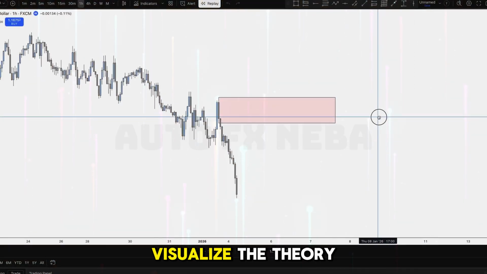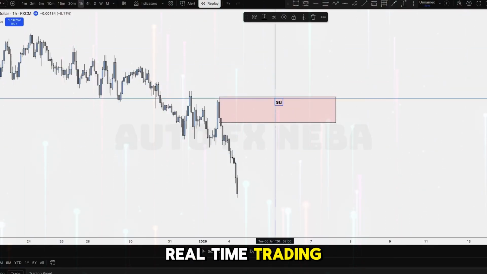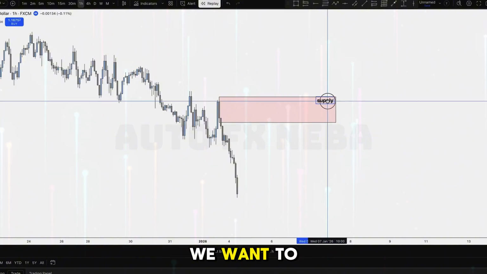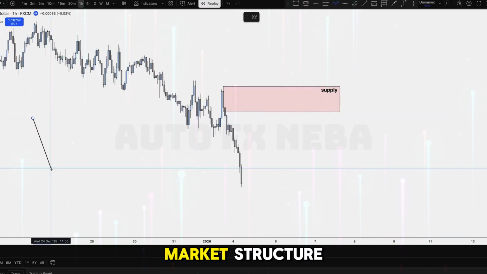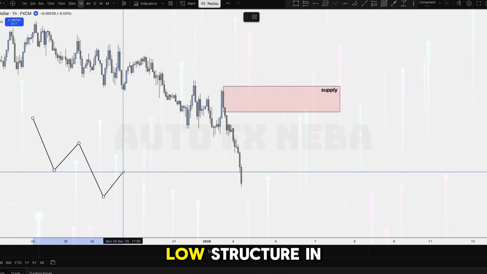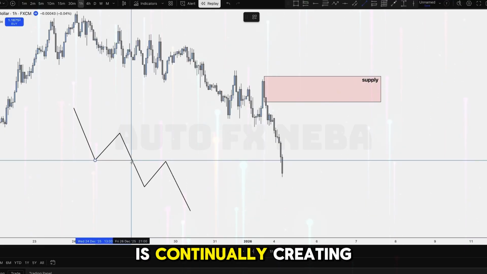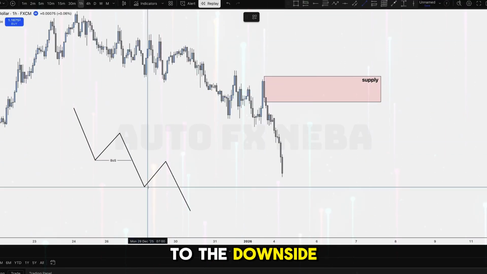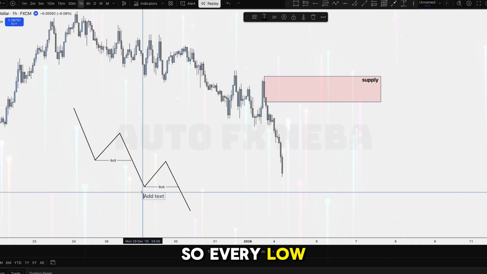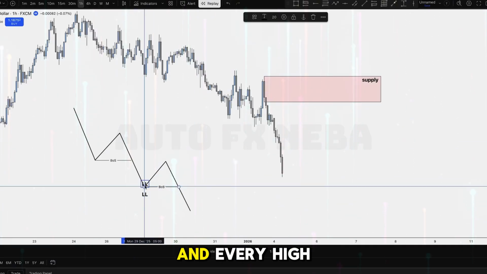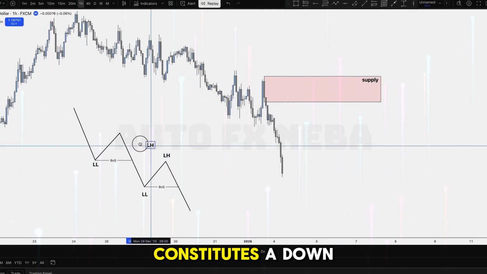All right, so we're going to visualize the theory now on a real candlestick chart. This is kind of what it's going to look like when you're in real time trading the supply and demand concept. The first thing is, of course, we want to make sure we are moving with the trend, okay? So in the previous episode of the bootcamp, we talked about market structure, which was the idea of trading with high and low structure in price. So a downtrend would be just like what I've visualized on the chart, when the market is continually creating breaks of structure to the downside and also then printing what we classify as lower lows and lower highs. So every low is lower than the previous, all right? And every high is also lower than the previous. So we have lower lows, lower highs, and that constitutes a downtrend.